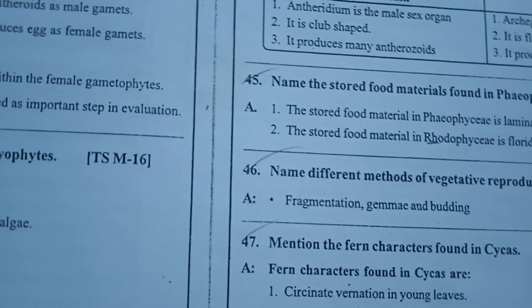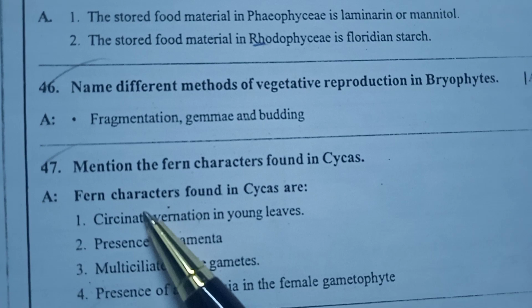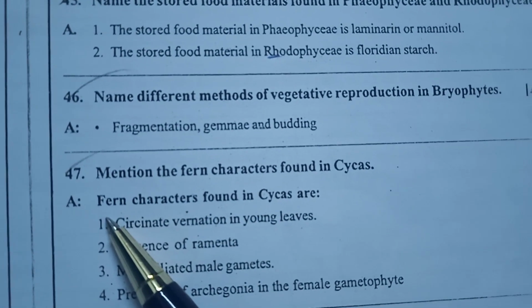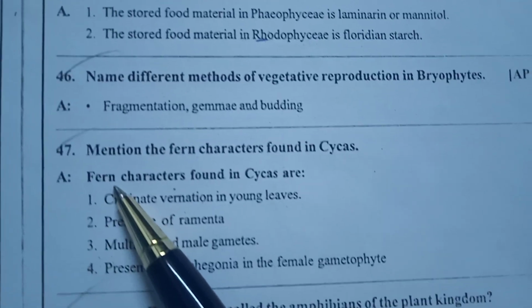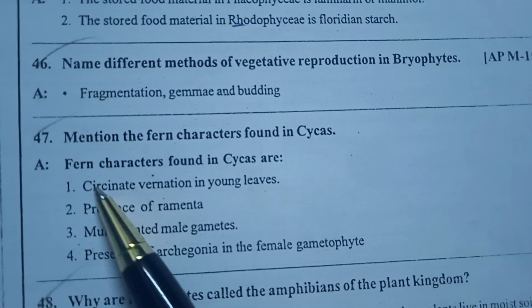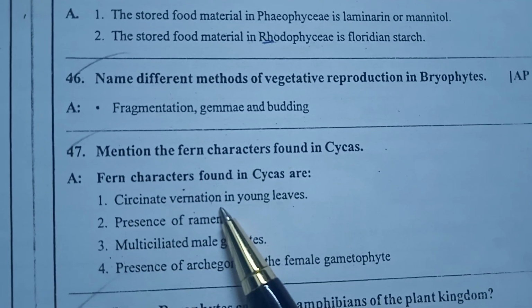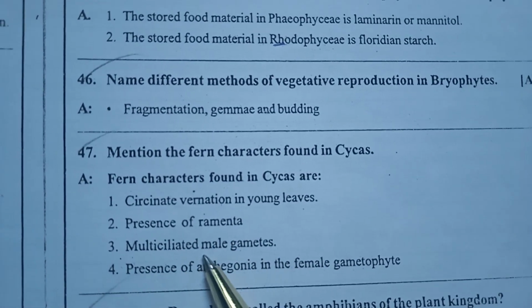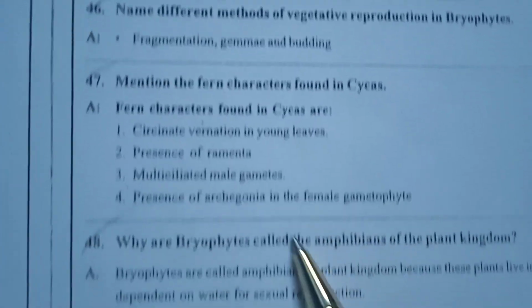Mention the fern characters found in cycas. Fern characters found in cycas: fern means having roots, stems and leaves. The fern characters found in cycas are circinate venation in young leaves, presence of ramenta, multiciliate male gametes, and presence of archegonia in the female gametophyte.